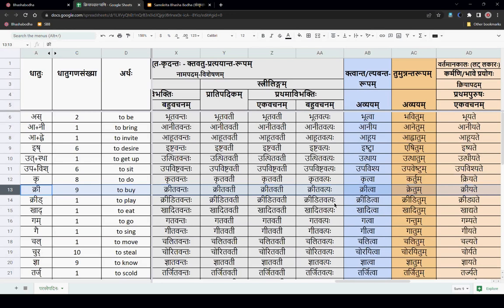Remove Tva and add ya. Vikriya. Upasarga plus Dhatu plus ya. Simple. No Tva.